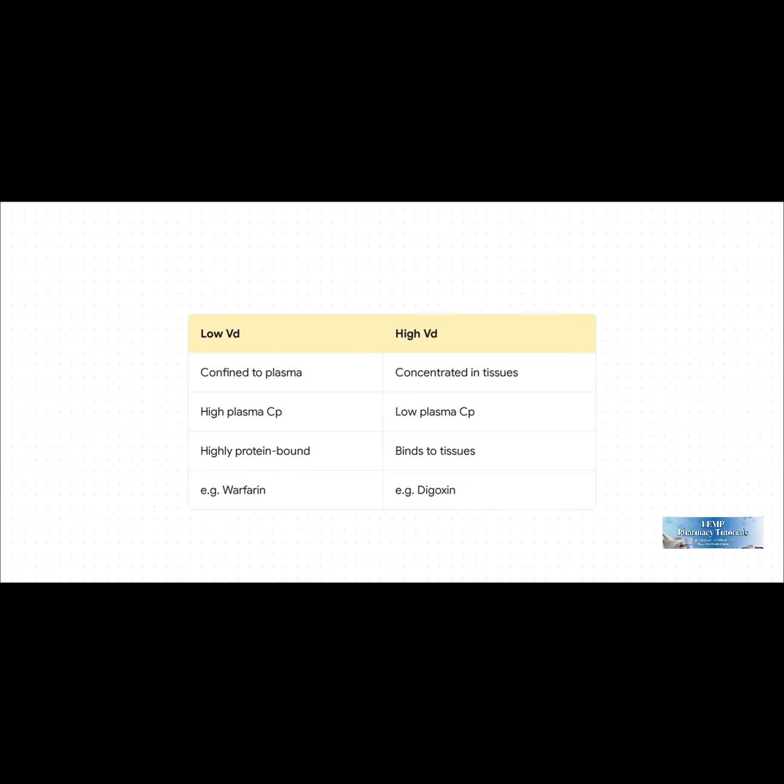Now let's flip that. A high VD tells you the complete opposite story. The drug has fled the bloodstream and is now hiding out, concentrated in the body's tissues. This means the concentration in the blood is tiny, which makes the calculated VD enormous. It can even be a number that's way bigger than the person themselves. Digoxin is the classic example of this.